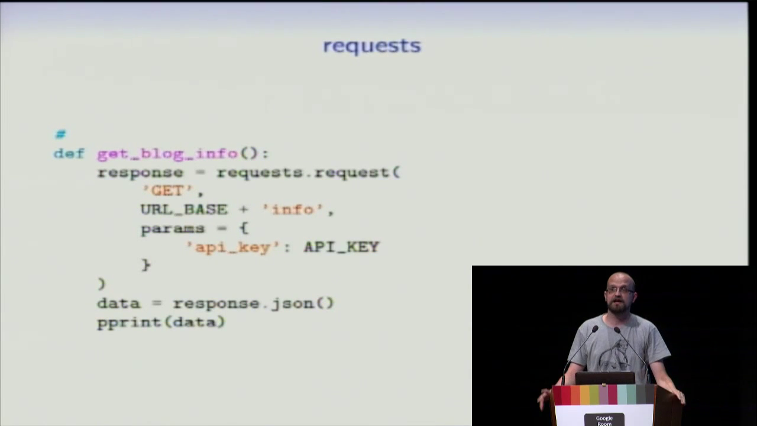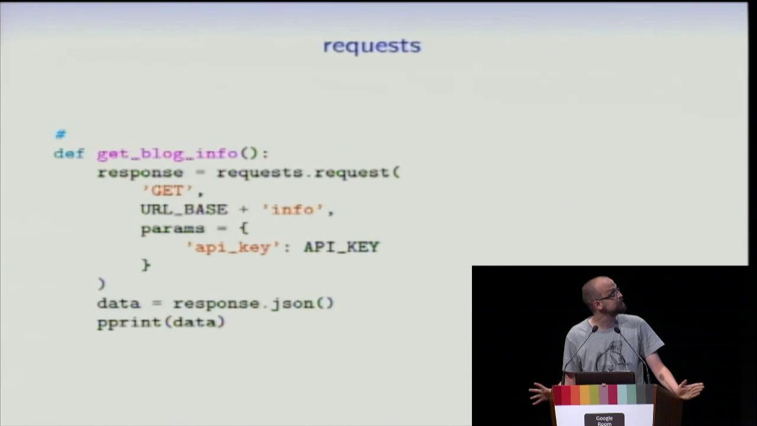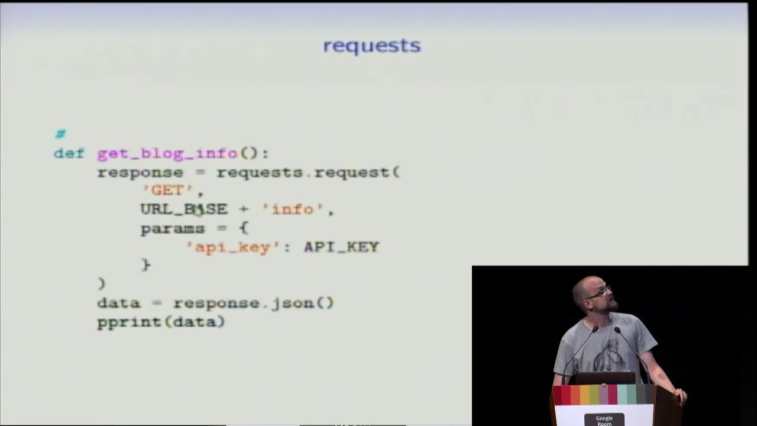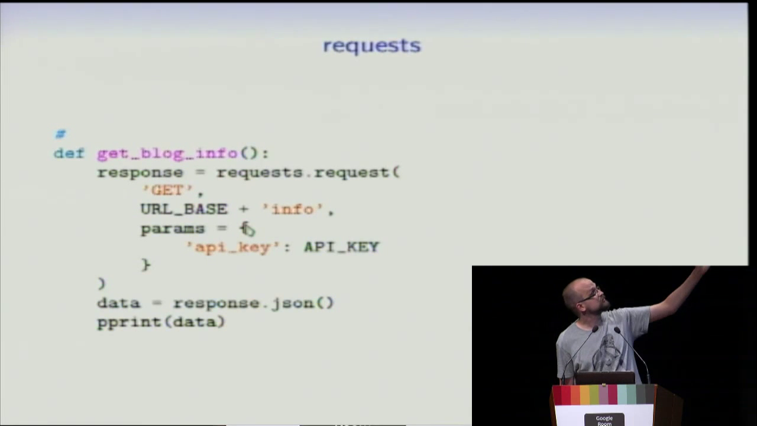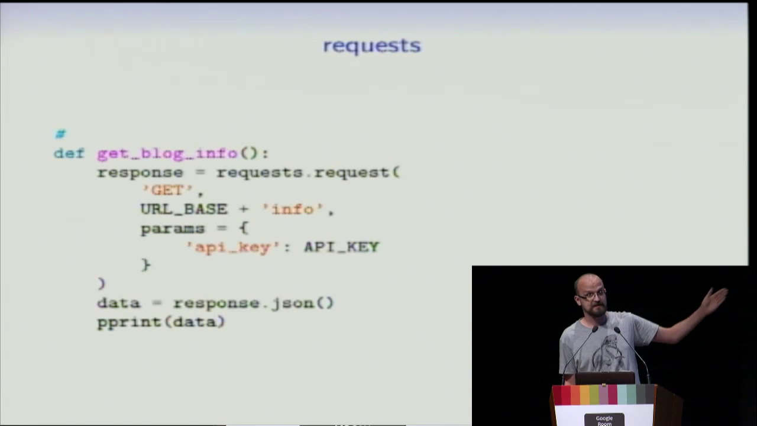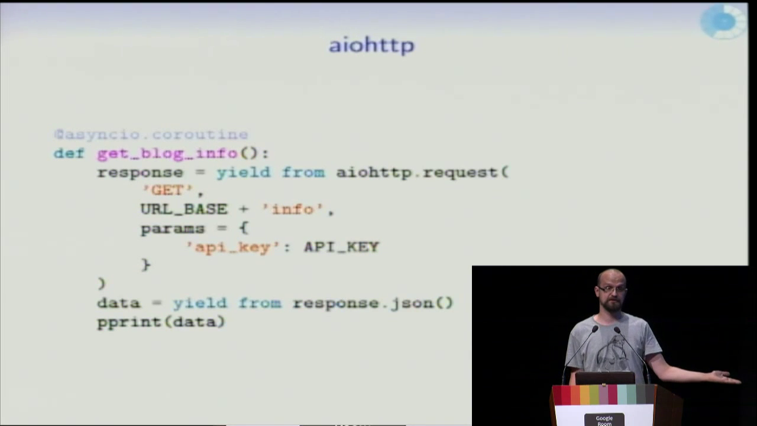Requests is a great library. It's more comfortable than urllib. And we are downloading from Tumblr. Tumblr has a great API, so we can get a JSON that describes some blog like here. If we want to turn this function into an asyncio coroutine, we just do this.